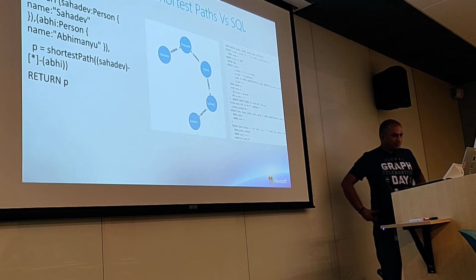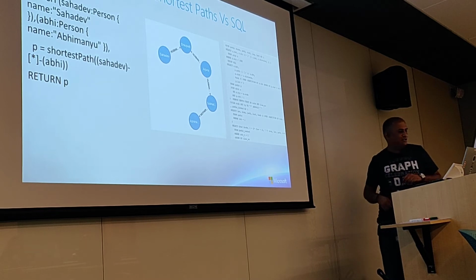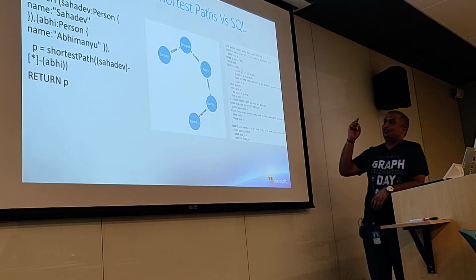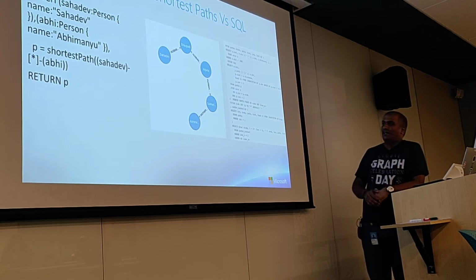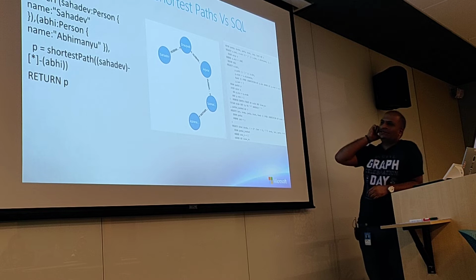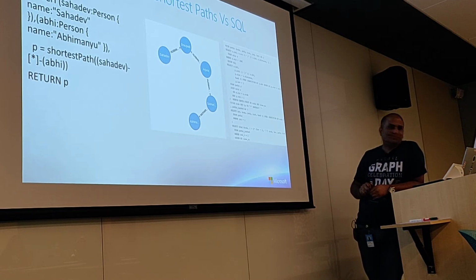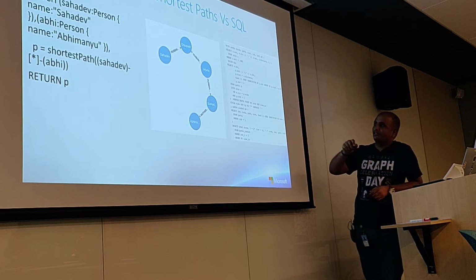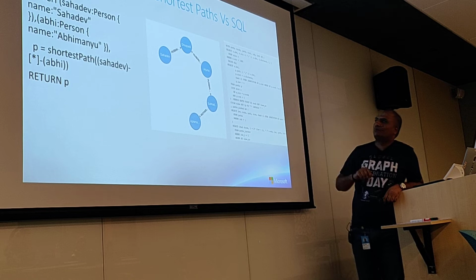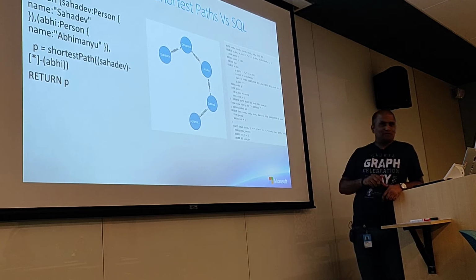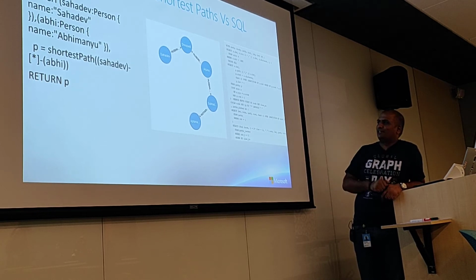Now, one of the cool things about graph databases is that you can actually do shortest path queries. This is the shortest path query wherein we are trying to find out a relationship between Sahadev and Abhimanyu. Relationship is quite easy here. Sahadev is husband of Draupadi. Draupadi is also wife of Arjun, and Arjun is Subhadra's husband, and Subhadra is Abhimanyu's mother.